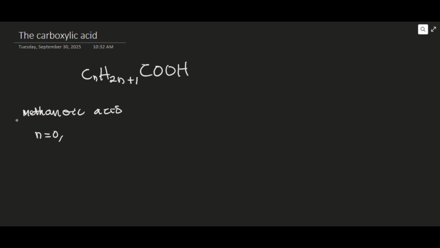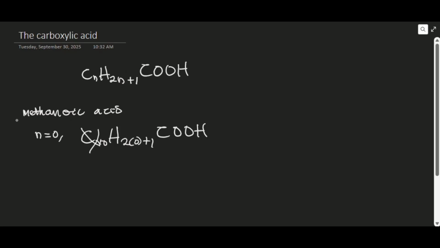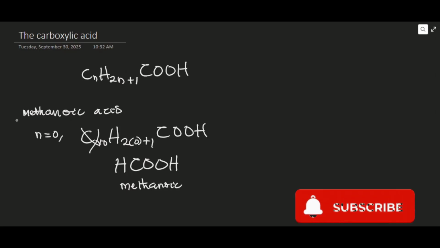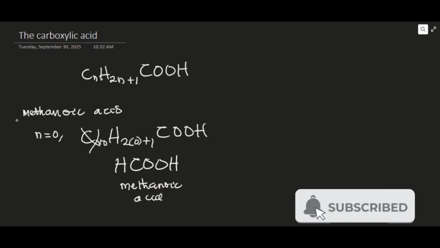Because it's going to be C times 0, and then H2 times 0 plus 1, COOH. C times 0 is 0, so that is not there. And then H2 times 0 is 0, plus 1 is 1, so that is H1, so we can just write HCOOH. This is the molecular formula for methanoic acid, the first member of the carboxylic acid group.